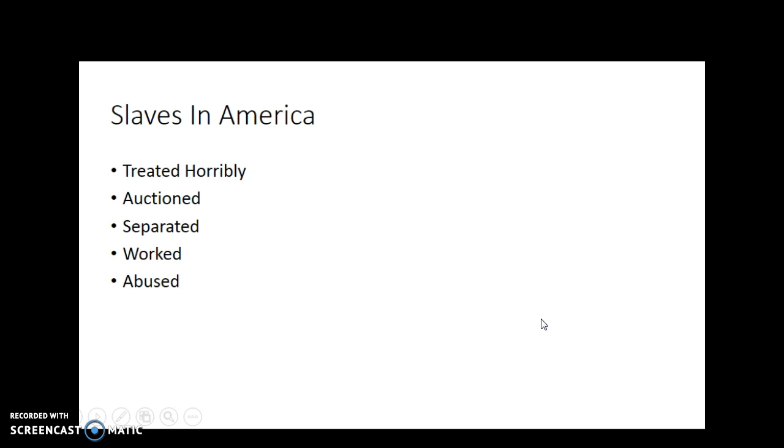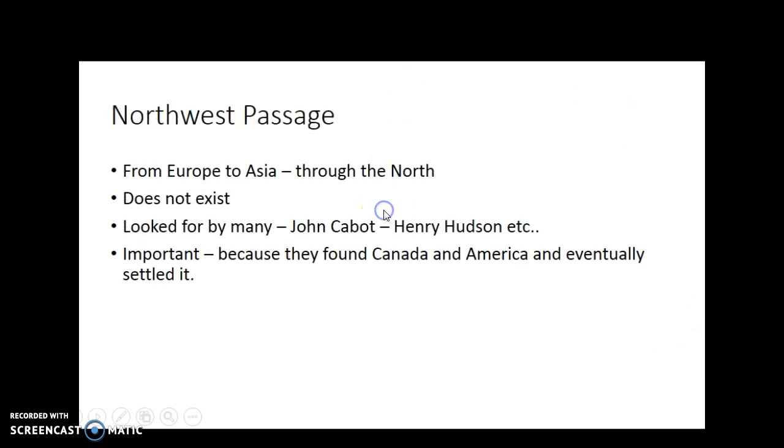Slaves in America, once they arrived, were treated horribly as well. They were auctioned off, families often divided. They were separated from their family. They were worked up to 20 hours a day. They were routinely abused and not given any rights or any freedoms at all.